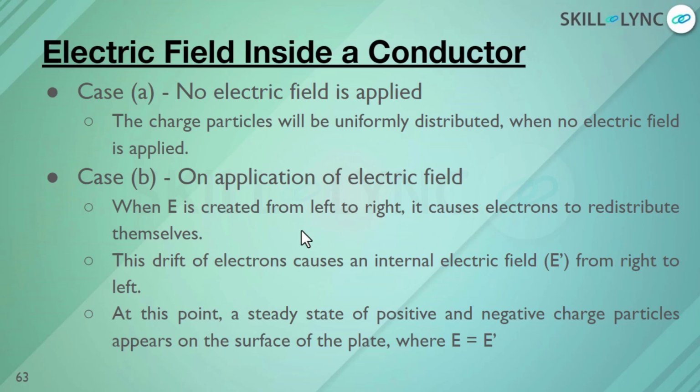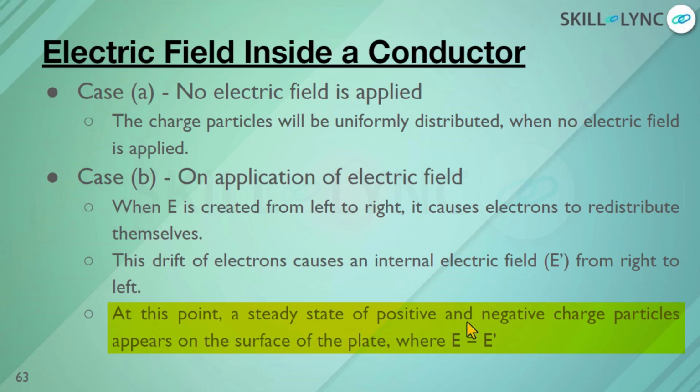That redistribution caused generation of an internal electric field, E dash, from right to left, that is opposite to E. At this point, a steady state of positive and negative charged particles appears on the surface of the plate, where E is equal to E dash.